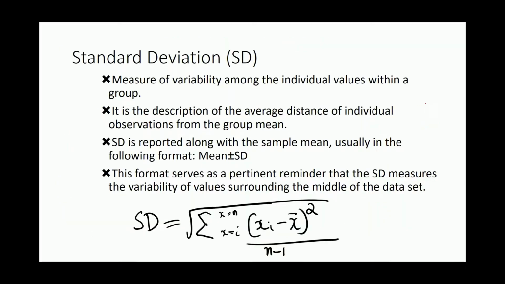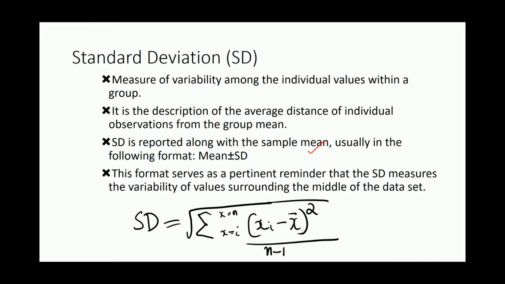So what is standard deviation? Standard deviation measures the variability among the individual values within a group. It is a description of the average distance of the individual observations from the group mean. Standard deviation is always reported along with the sample mean, usually in the format mean plus or minus standard deviation. So how do you calculate standard deviation? It is calculated from each value minus x bar.